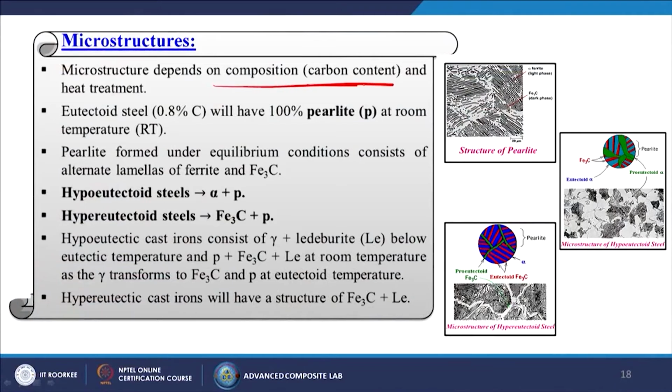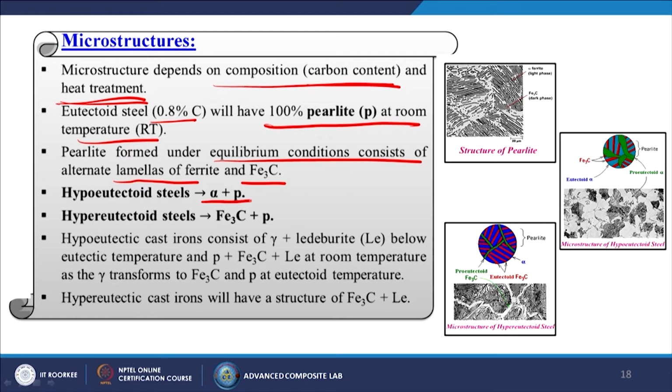Microstructures depend on compositions, that means the carbon content, and the heat treatment. Eutectoid steel having 0.8% carbon will have 100% pearlite at room temperature. Pearlite formed under equilibrium conditions consists of alternate lamellae of ferrite and Fe3C. Hypoeutectoid steels have alpha plus pearlite, and hypereutectoid steels have Fe3C plus pearlite.